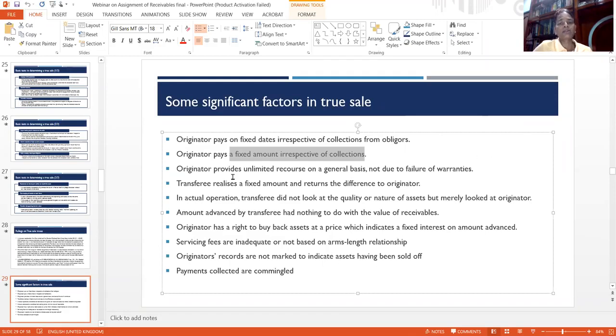There is an unlimited recourse against the seller. The seller has unlimited recourse. I must quickly point out here that the rulings of the past say that recourse itself is not destructive. Recourse by itself is not destructive of a true sale. But if what we have is a generalized recourse, that would mean generically, irrespective of whether or for what reason the receivable was not paid, the assignee can look at me and ask me to make payment for the receivables. That is a characteristic of a loan transaction.